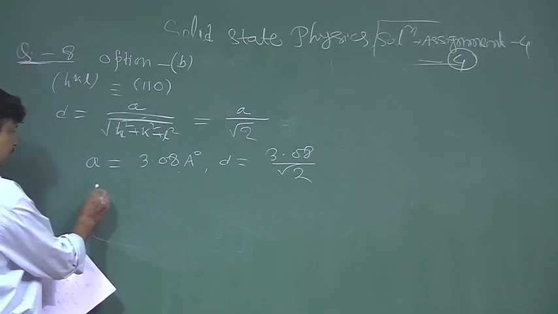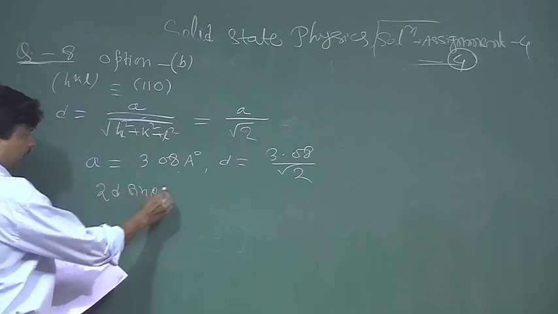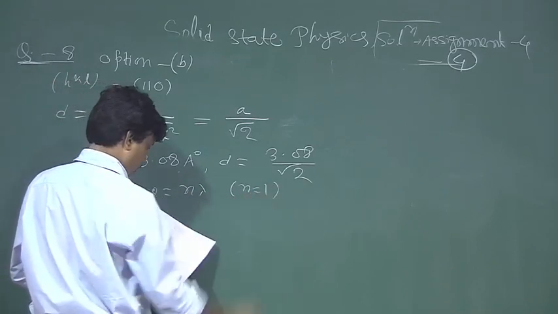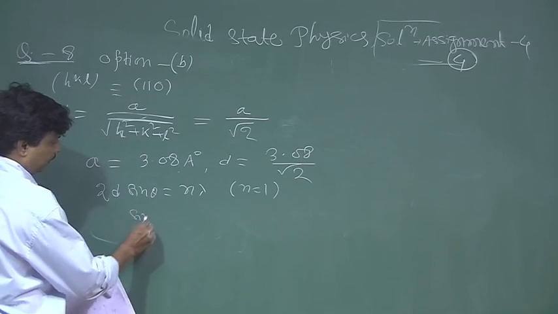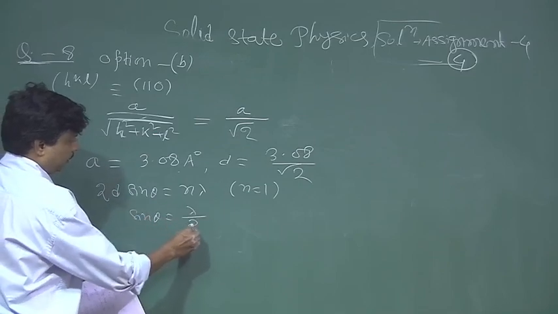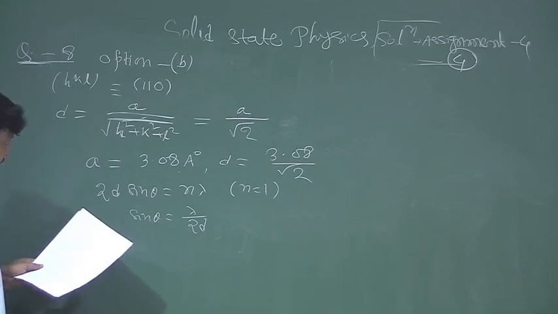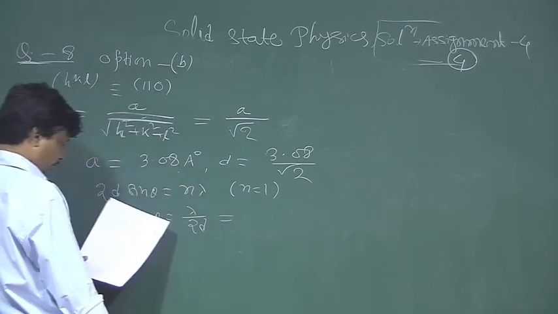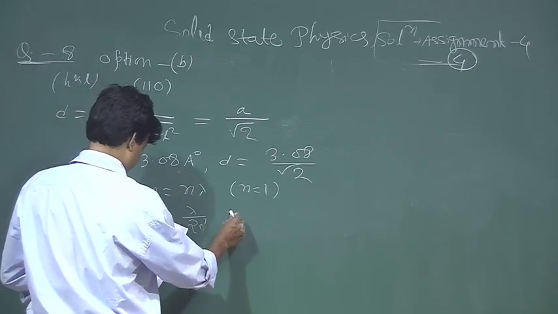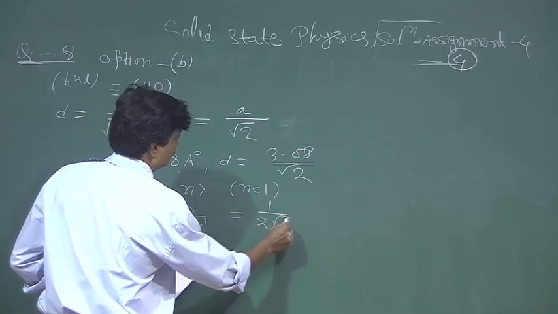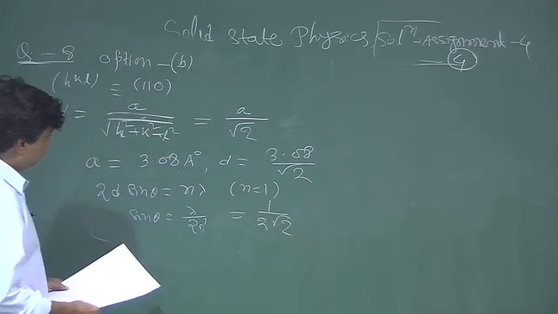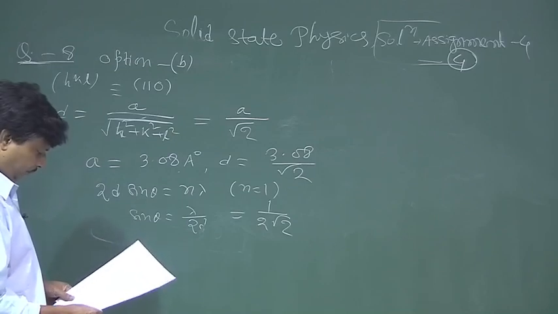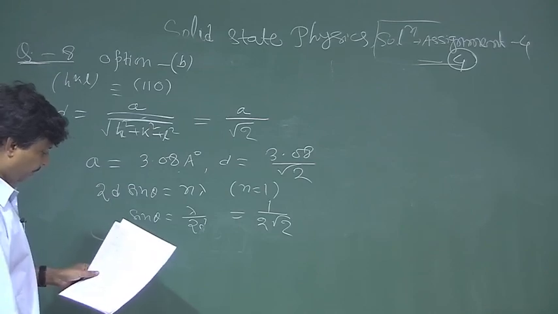So, now we apply Bragg's relation, 2d sin theta is equal to n lambda, and put n equal to 1. This will give you sin theta is equal to lambda by 2d. Now, put these values and finally you will get sin theta, this will give 1 by 2 root 2.